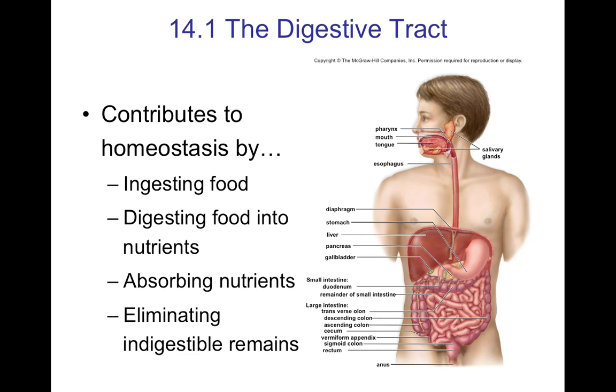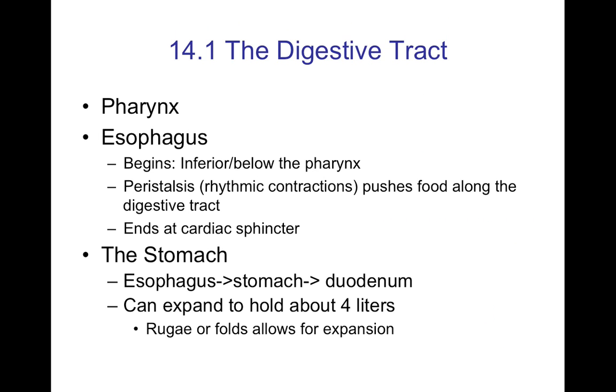So we have, as the purpose of the digestive system, ingesting and digesting, absorbing nutrients but not necessarily transporting. It's important to make that distinction. Your digestive system will absorb the nutrients, but your cardiovascular system will actually transport the nutrients. And then you want the digestive system to eliminate indigestible wastes.